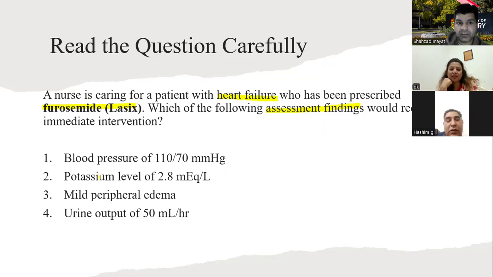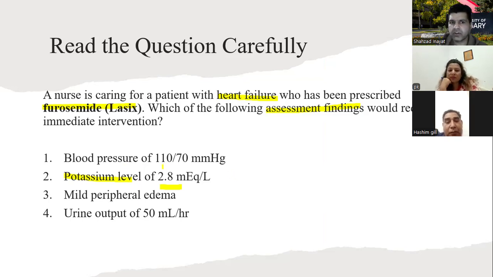So potassium here is the right answer. Why? Because the potassium level is lower. One of the complications, or you can say side effects, of furosemide medication is that it causes hypokalemia. We need to treat this, because if the patient stays in hypokalemia, there is a chance of arrhythmias. So this is the immediate intervention.